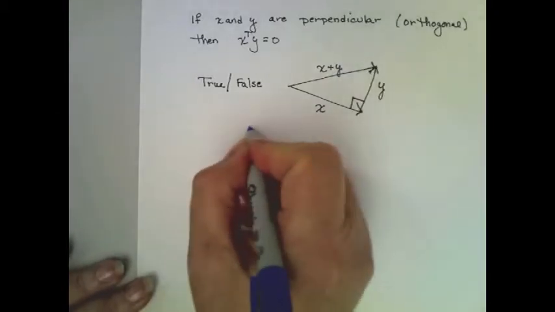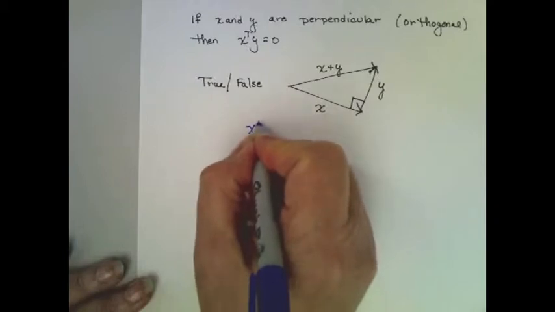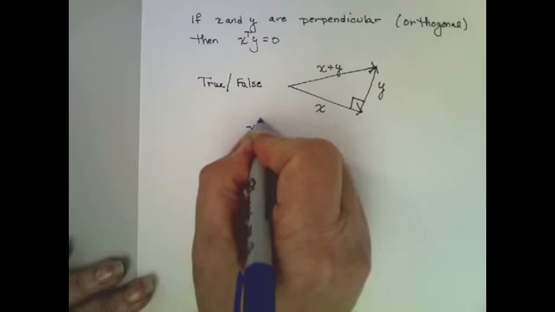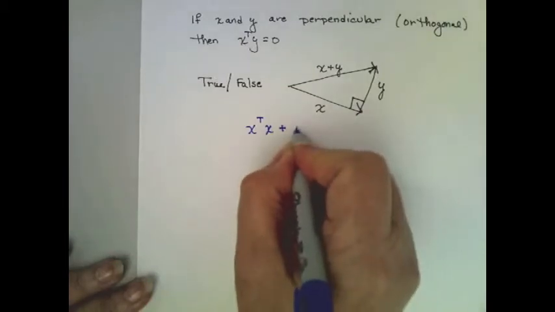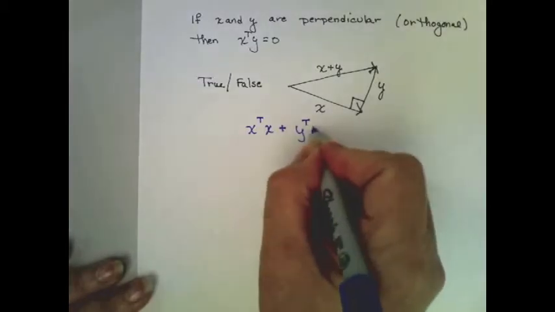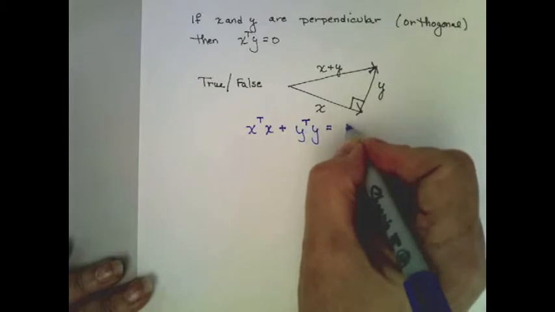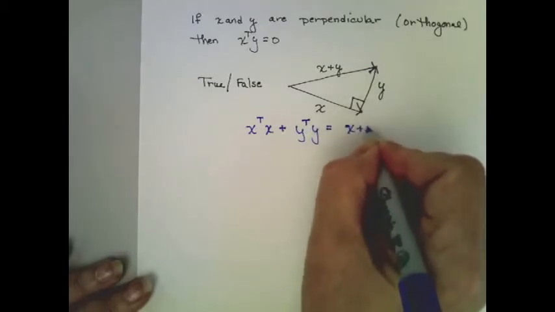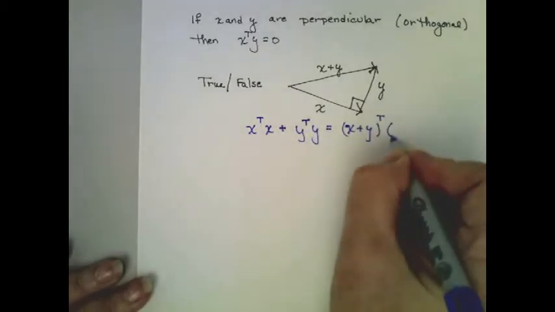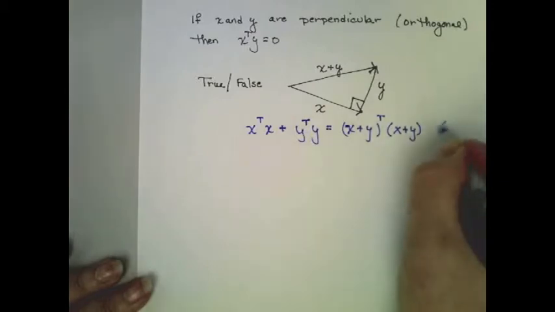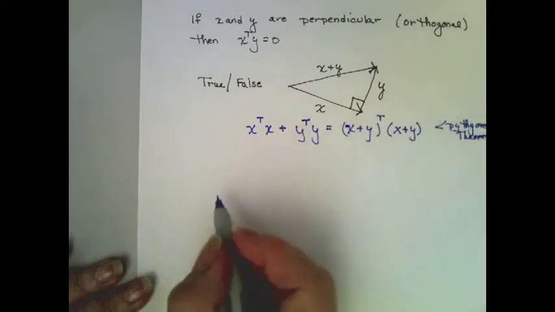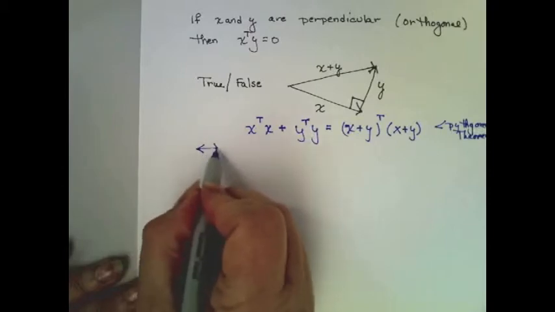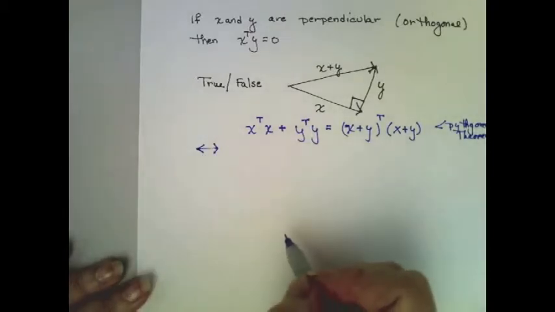In other words, if we looked at the length of vector x squared, which would be the dot product of x with itself, and added to it the length of vector y squared, which is its dot product with itself, we should get the dot product of x plus y with itself, because of Pythagorean. But I'm going to use this symbol, which means equivalent. These two expressions are equivalent to one another.